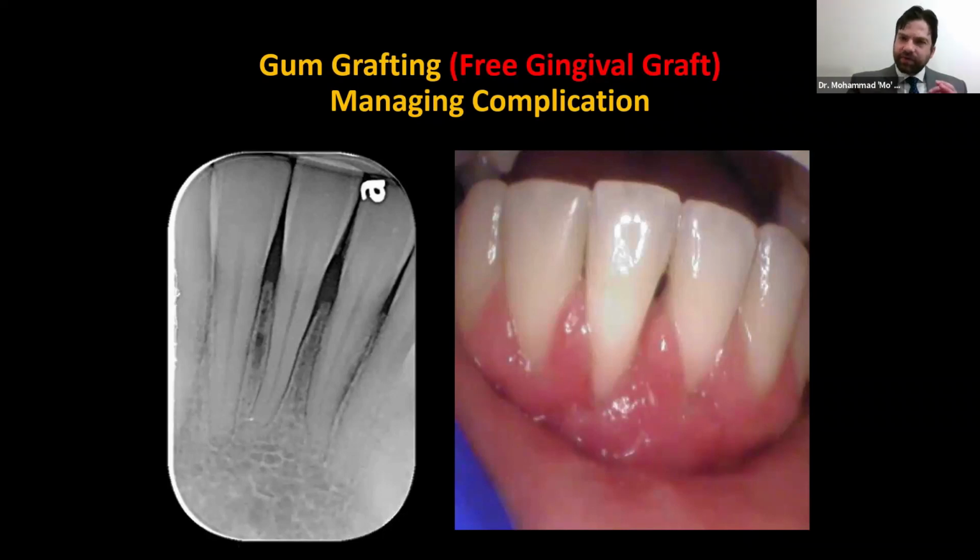So always think from a healing perspective. What do you need? You need blood for optimal healing. So that means it's a wider area, a bigger surface area which doesn't have blood. So that means it's going to be challenging.